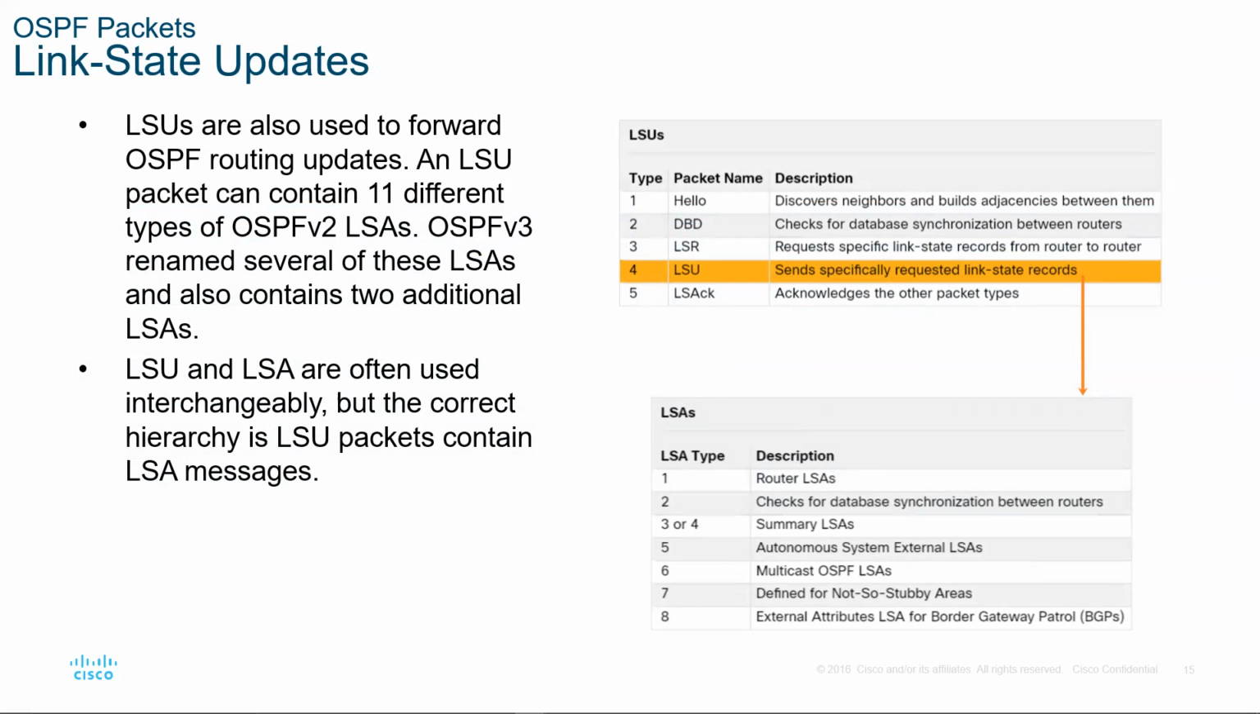Multicast, stubby areas and not so stubby areas are unique special areas that are available. We'll cover those in detail when we do multiple areas. External attributes such as used for border gateway protocols.